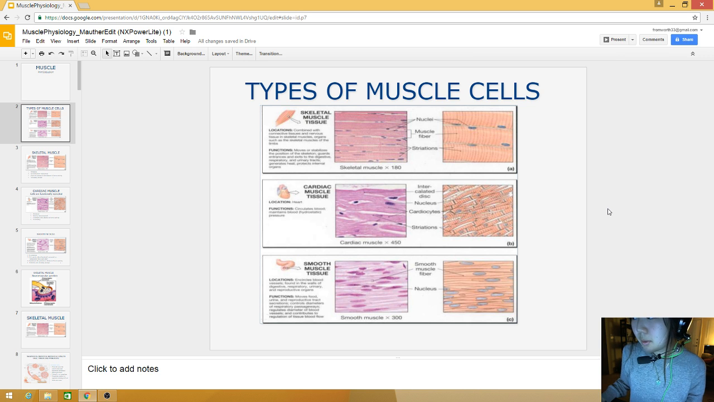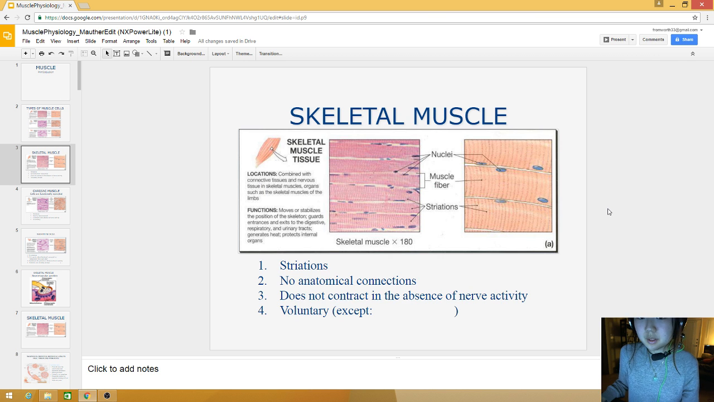So there are three types of muscles in the body: the cardiac, the skeletal, and the smooth muscle. So let's talk about the skeletal muscle. Skeletal muscles have stripes, so they are called striated muscles. Skeletal muscles are completely independent of each other, meaning that they are isolated from one another.